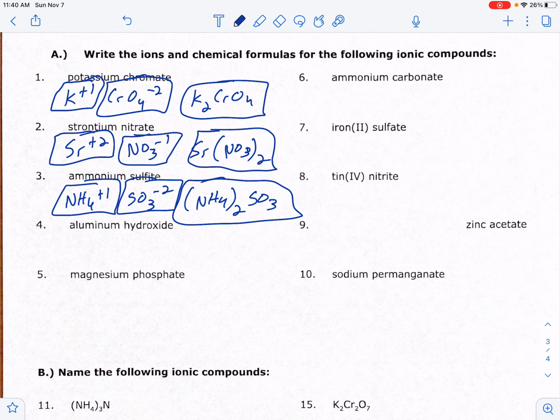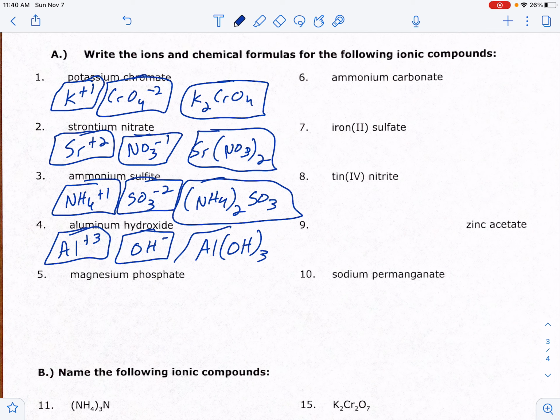Okay, so one more, and then we'll go to the next section. I have aluminum hydroxide. So aluminum is Al with a +3. Hydroxide is OH with a -1. That's on your polyatomic list. So those are not balanced. So I only need 1 aluminum, but I need 3 of these hydroxides. So I'm going to put hydroxide in parentheses and then put a 3. So there's my cation, my anion, and then here is my formula.